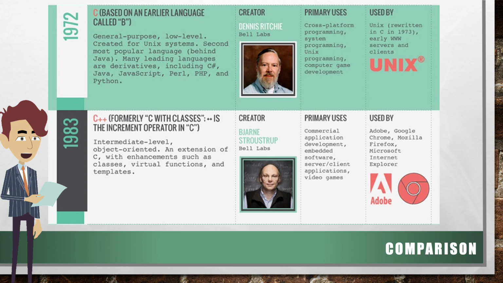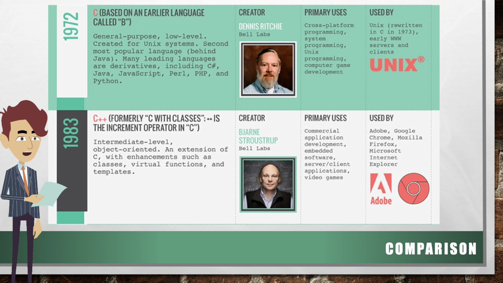Primary uses for this language are cross-platform programming, system programming, Unix programming, and computer game development. It was used by Unix, rewritten in C in 1973, and by early World Wide Web servers and clients.